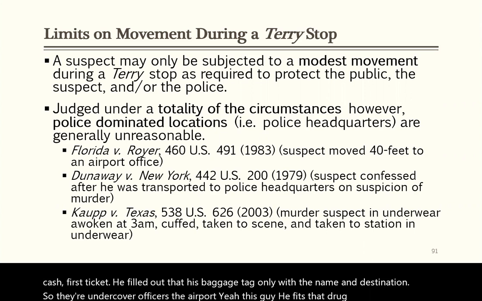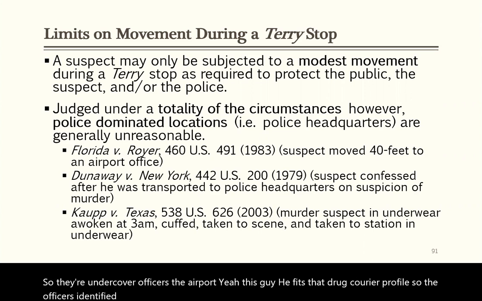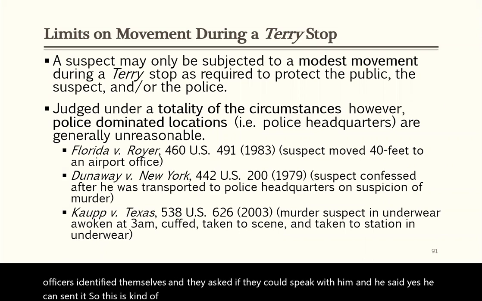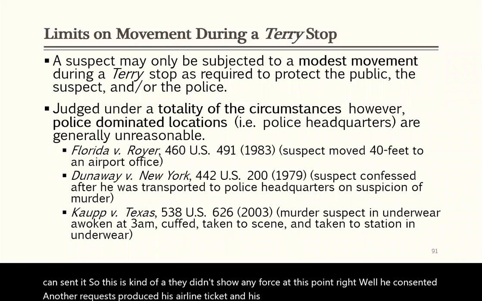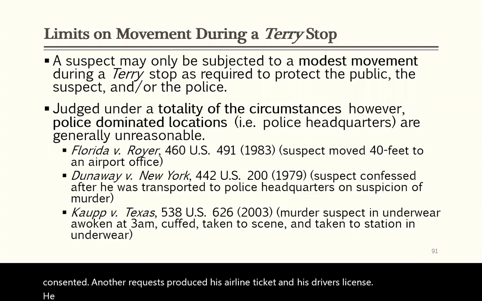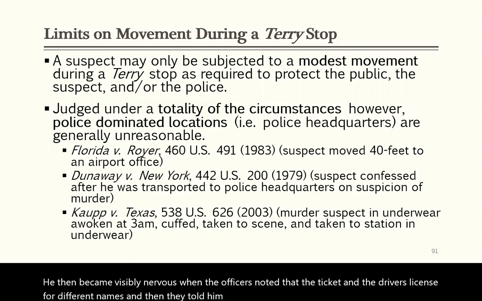So the officers identified themselves, and they asked if they could speak with him, right? And he said yes, he consented. So they didn't show any force at this point, right? But he consented, and at the request, produced his airline ticket and his driver's license. He then became visibly nervous when the officers noted that the ticket and the driver's license bore different names. And then they told him they suspected him of transporting narcotics, right?